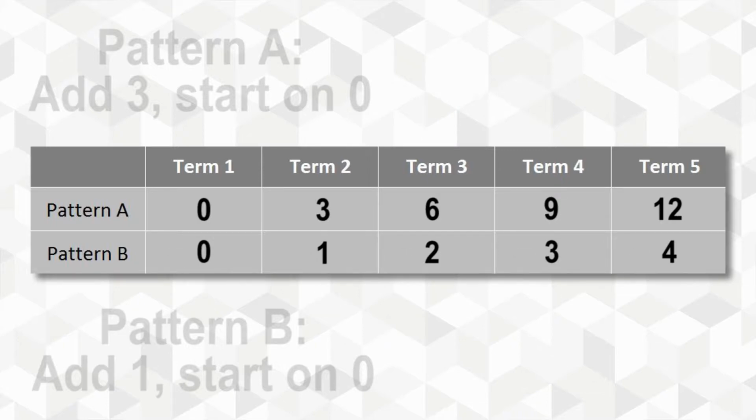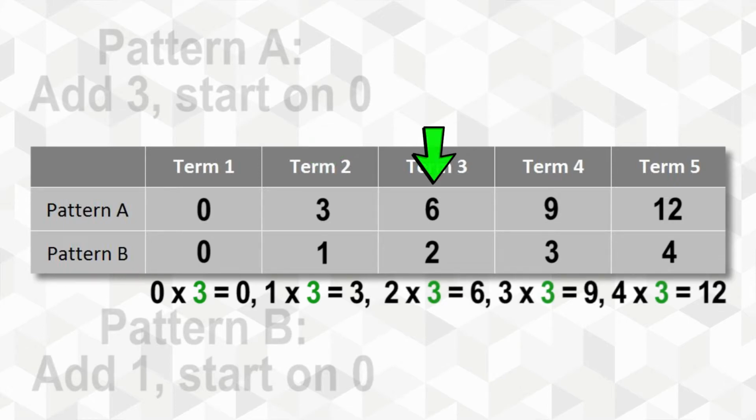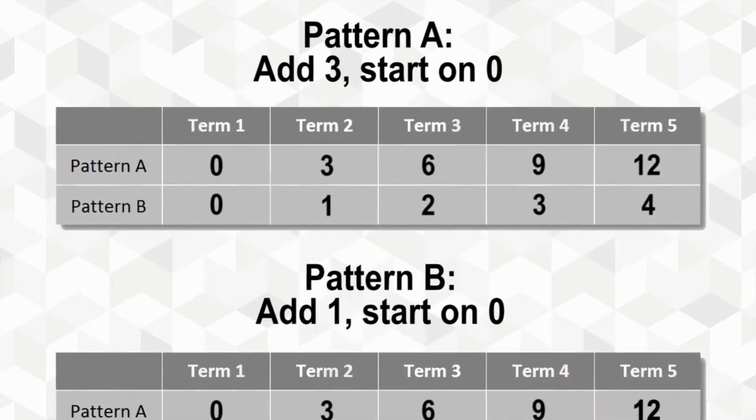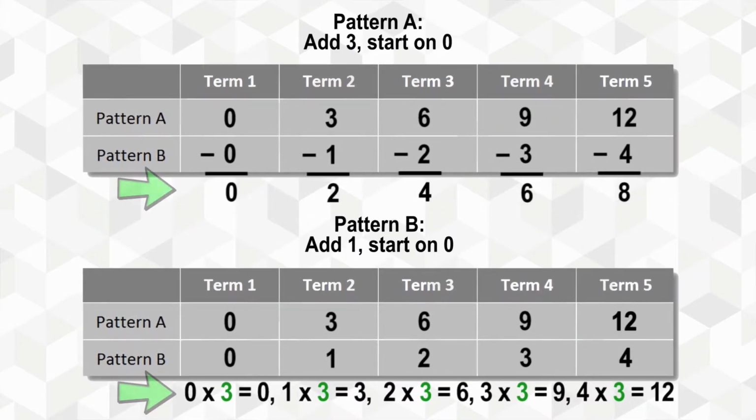Another example is that the terms in pattern A are 3 times as many as the terms in pattern B. 0 is 3 times as many as 0, 3 is 3 times as many as 1, 6 is 3 times as many as 2, and so on. We have now identified not only the characteristics of each pattern, but the relationship between the two patterns.